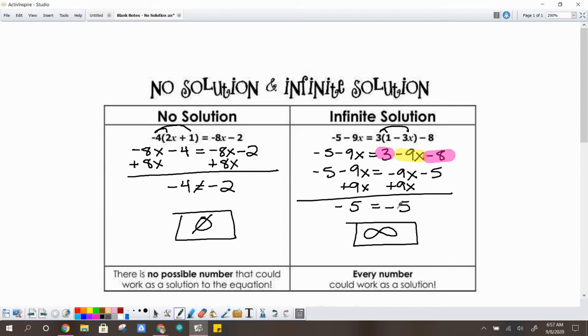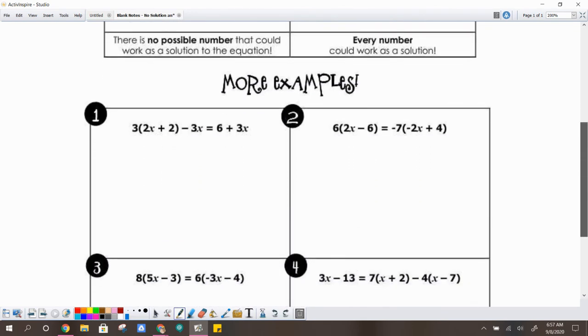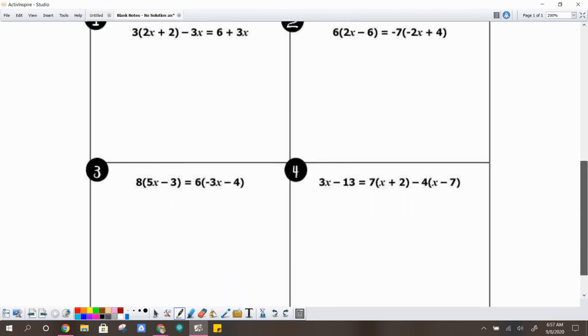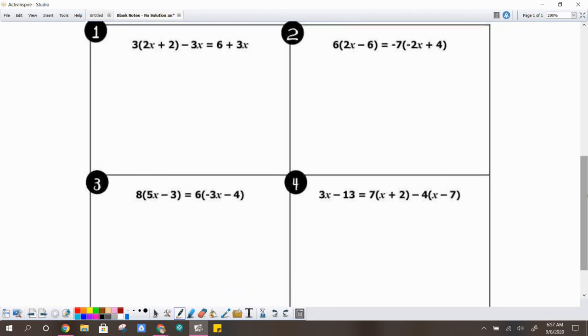So you'll see that these are exactly the same, and therefore it's infinite solutions. So I have some examples I want to go through just to make sure we're good at practicing what that looks like. So you're going to pause it, you're going to try these examples, and then you're going to come back and compare your answer with what I have. So pause the video, try these problems, and press play when you're ready.